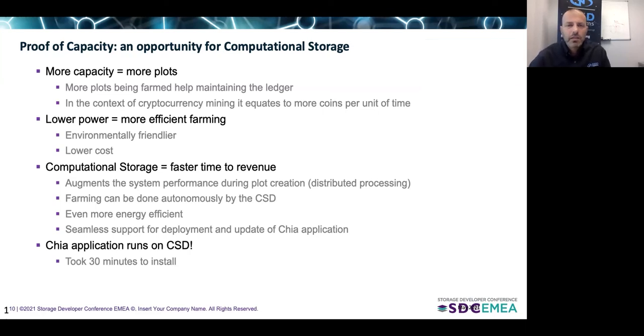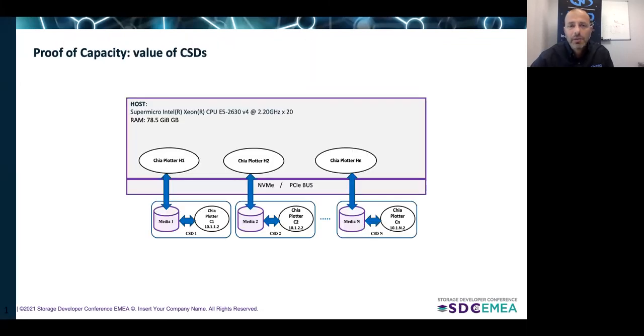Well, when Chia cryptocurrency started trading, NGD was approached by a few players with the question, how can you help? Can you take that plotting scheme and add it to your computational storage capabilities? And yes, we can. So the plotting is around a core, and the more cores you have, the more plotting you can do in parallel. And if you add SSDs to that scheme, and the SSDs have computational storage capabilities, now the SSD can plot in parallel to the host that is plotting.